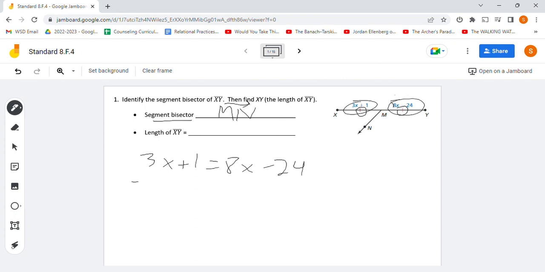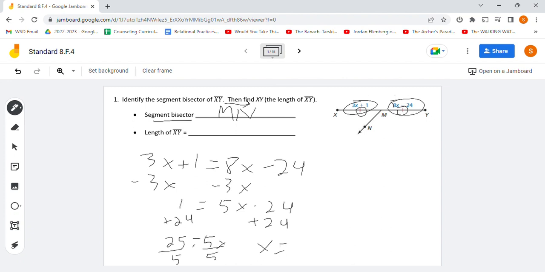So we can do this by subtracting 3x from both sides. We end up with 1 equals 5x minus 24. Then we're going to add 24 to both sides. Add 24, we end up with 25 equals 5x. Finish this out by dividing by 5, and we end up with x equals 5.